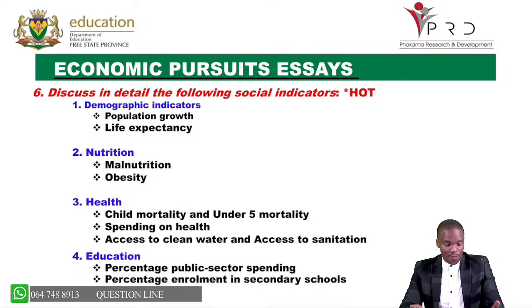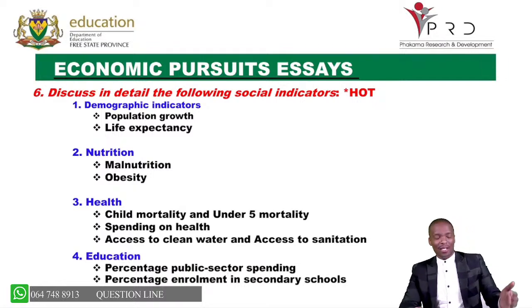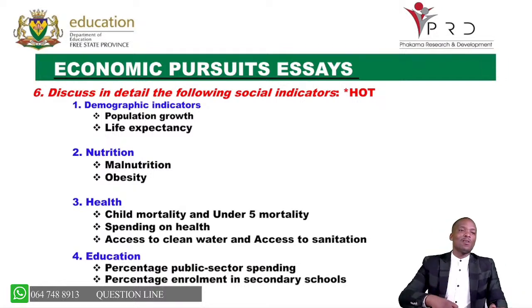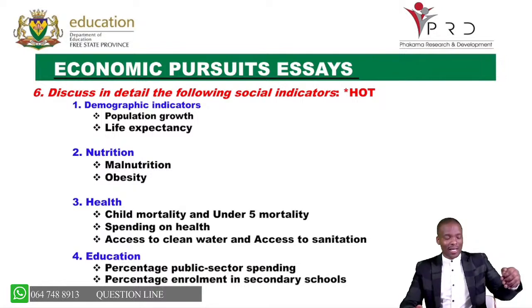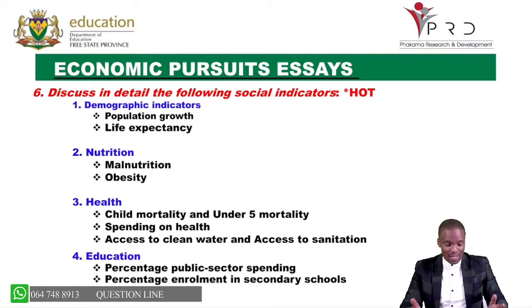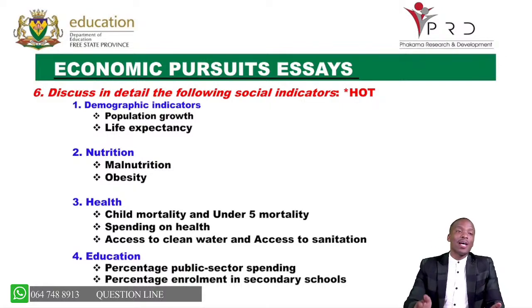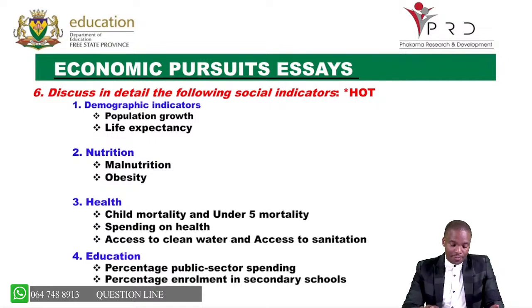Then number 4, it's the issue of education. How much does the government spend on education? And then we also track how many learners started grade 1, how many exited grade 7, how many started grade 8, how many went out of grade 9, how many started grade 10, how many went out of grade 12. Those are statistics as indicators that we measure here. That's why we look at the percentage of secondary school enrollment.